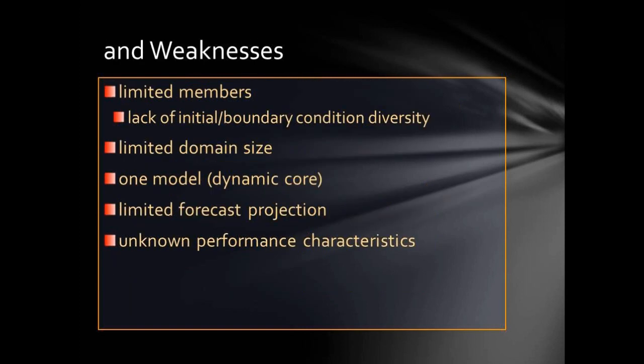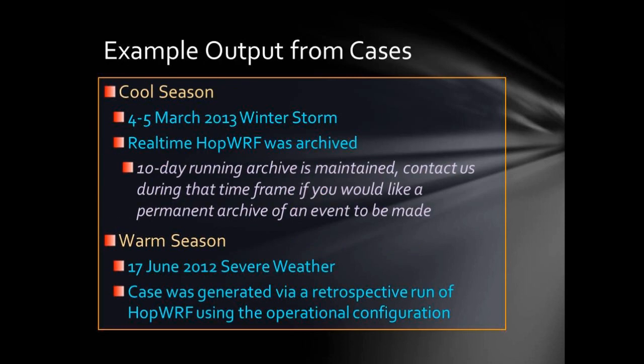Weaknesses: there's only 4 members. I'd run more if I could, but until I can get John to give me more CPUs, we're kind of stuck with that. I'd like to have more initial and boundary condition uncertainty, but with 4 members, I'm focusing on the physics diversity at this point. The domain, obviously, we're limited by computing. It'd be nice to be bigger, but that's what we have. And then forecast projection, it's only 18 hours, but for the purposes of short-term nowcasting and things like that, that works out pretty well.